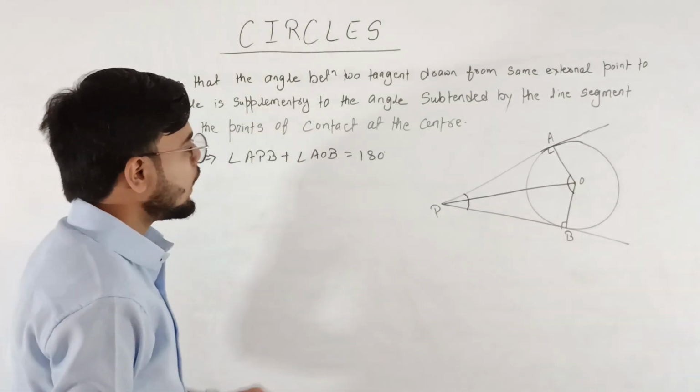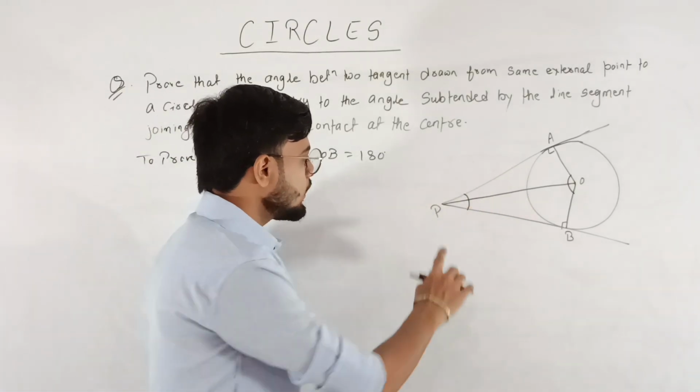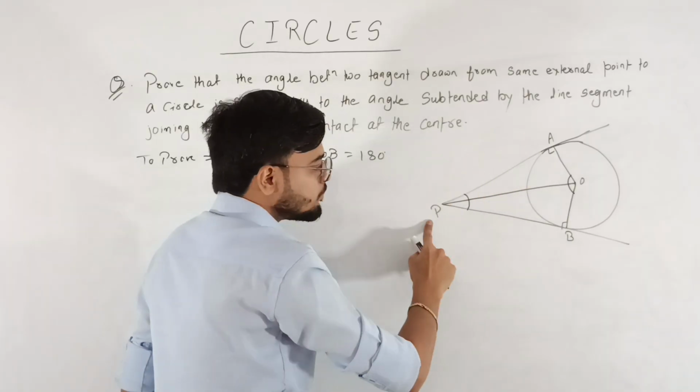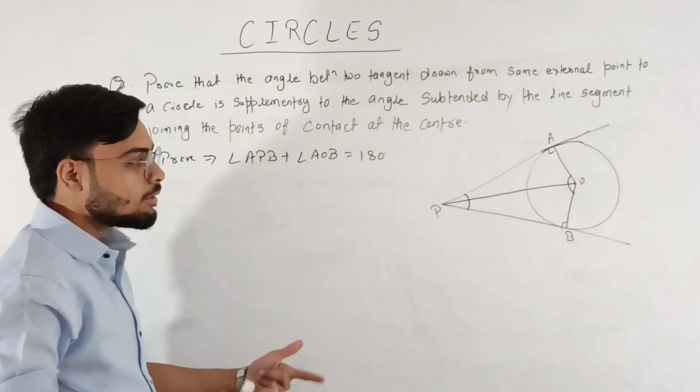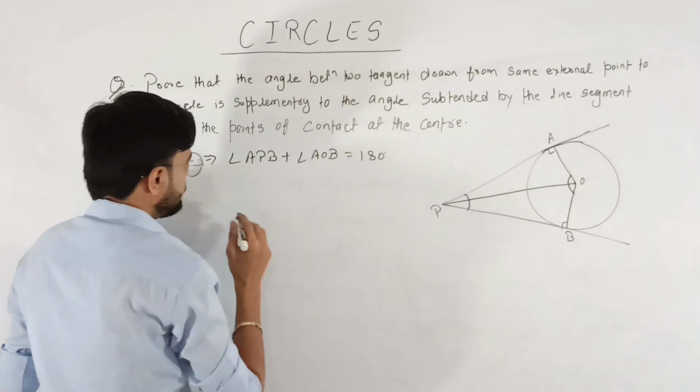Okay, so let's start the proof. Now look, we have two triangles. First triangle is this one, PAO, and second triangle is PBO. So by angle sum property, what do I write? First, in triangle PAO.